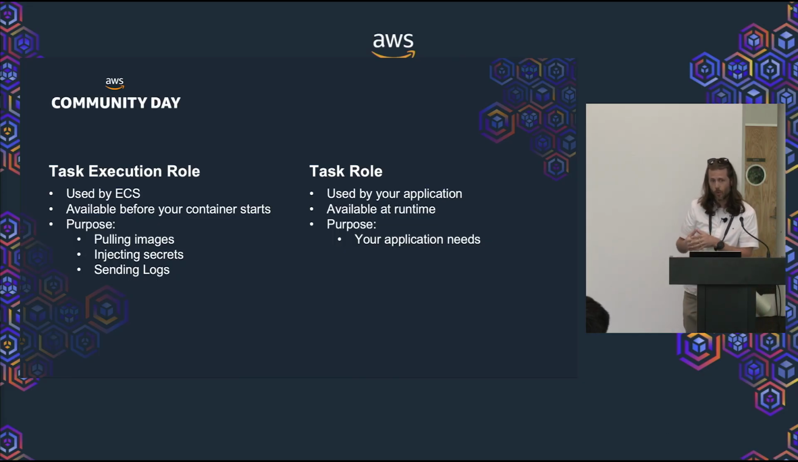The task role, that is used by your application for whatever your application needs. Let's say in this example application, it's an API that needs to read and write to S3. My task role would have IAM permissions that allow me to read and write from S3, and those are available at runtime to my application.